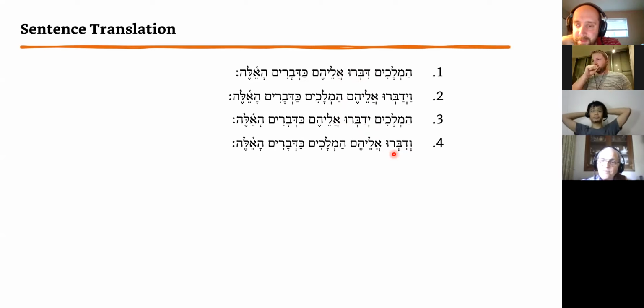So we have, instead of "and they spoke," we read it as "and they will speak." So in this case, the kings will speak to them according to these words. That just looks at the 4 different ways we could find the same verb with the 2 tenses, past and future, that are expressed in different ways in Hebrew.